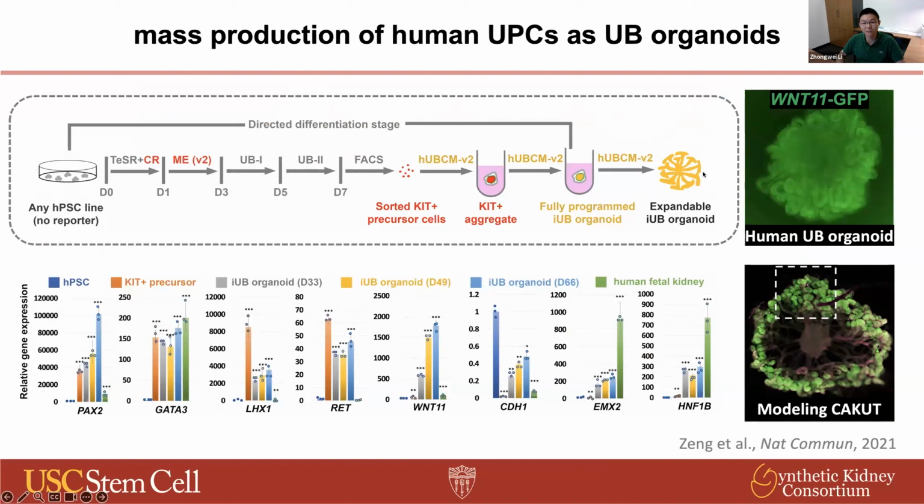After 6 months of expansion, they still keep homogeneous Wnt11 GFP, suggesting these UB organoids are almost near pure UB tip cells. So we have proof of concept to show that genome editing can be directly done in the UB organoids to mimic known knockout congenital kidney disease phenotypes.